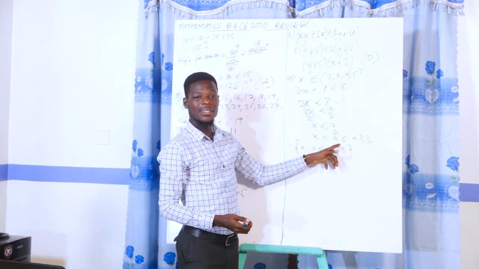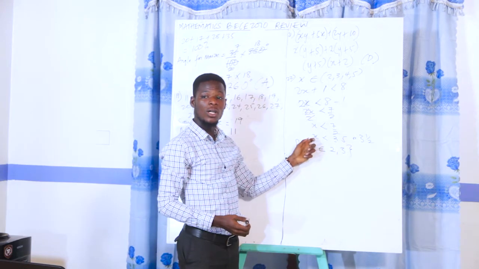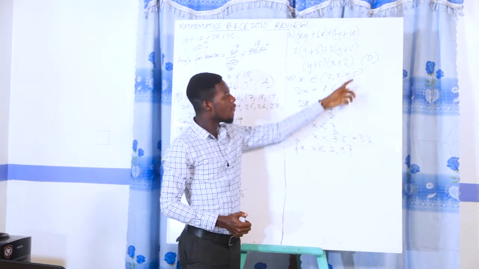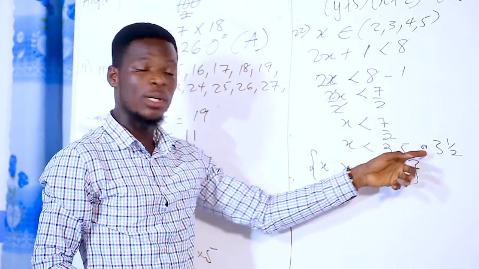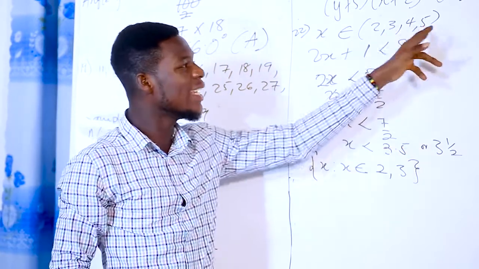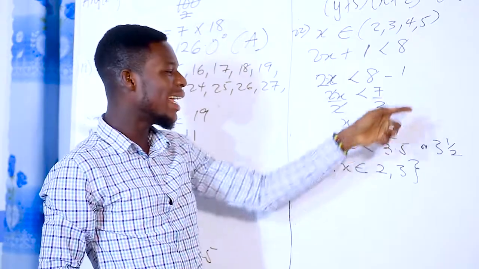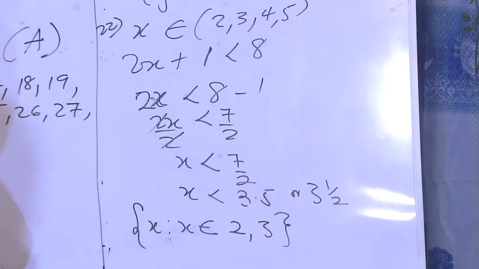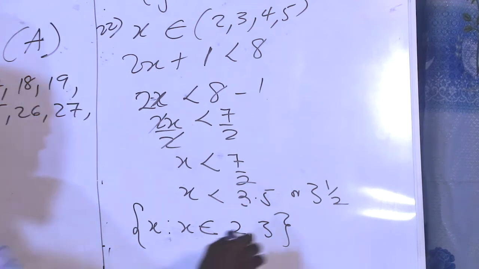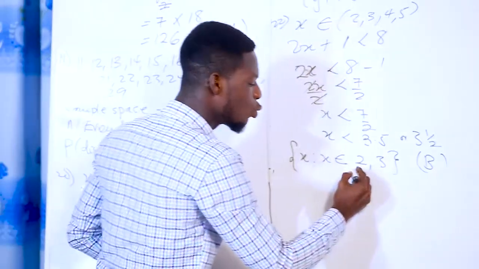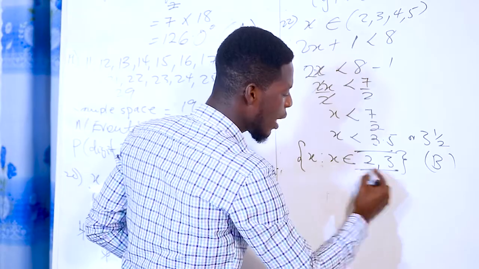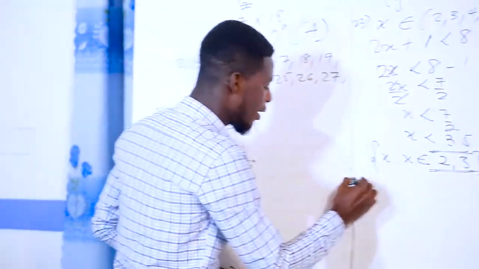4 is greater than 3.5, which will disqualify this value. 5 is also greater than 3.5. So you look for the values in the set given which are less than 3.5. So your set will be 2 and 3. That is option B. The values 2 and 3. All right, that is very simple.